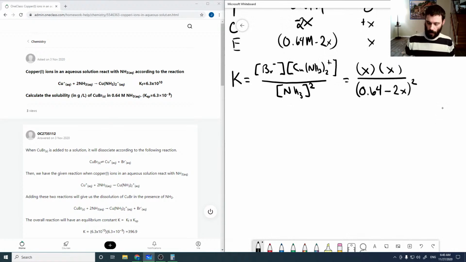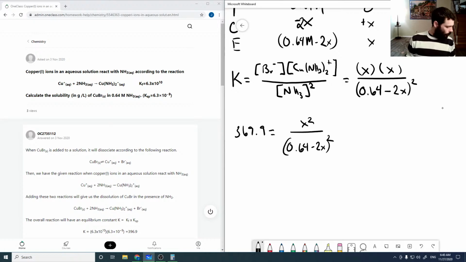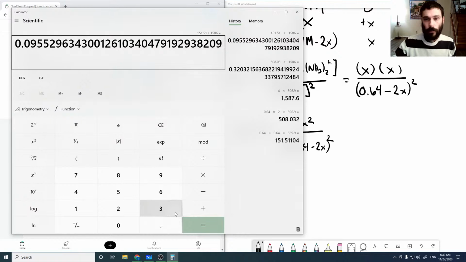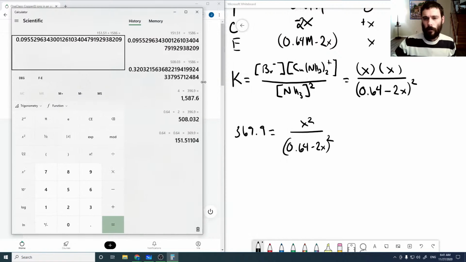All right, and so we have 369.9 is equal to x squared over (0.64 minus 2x) all squared. Now I made a slight mistake here, so I'm just going to rectify that by doing a bit of this math by hand. So let's just do that.